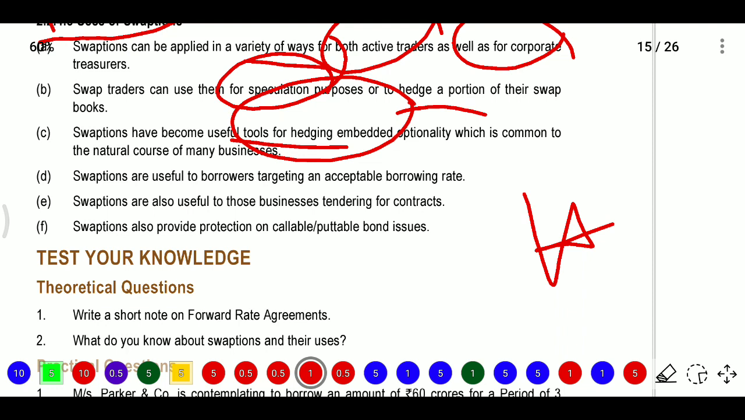Swaptions also provide protection on callable or puttable bonds issued. Callable means the company will get the right, puttable means the buyer will get the right. So they need to pay some premium amount to get that right, but they will not get any obligation in that call option or put option. This is the interest rate risk management.